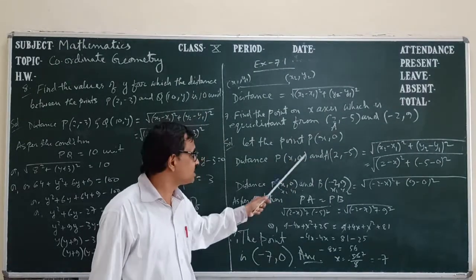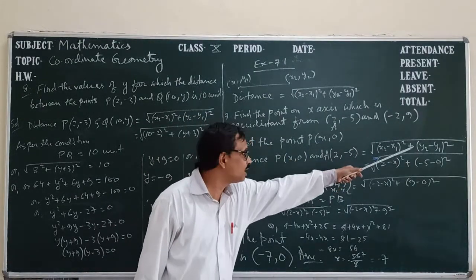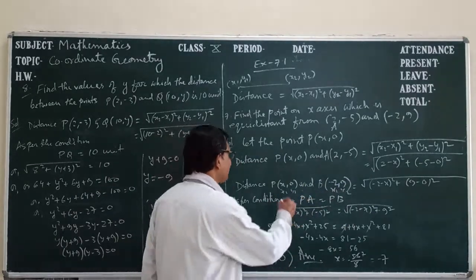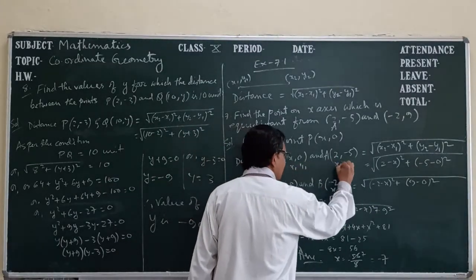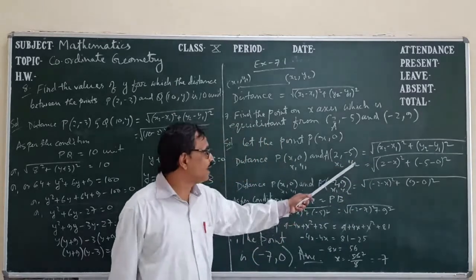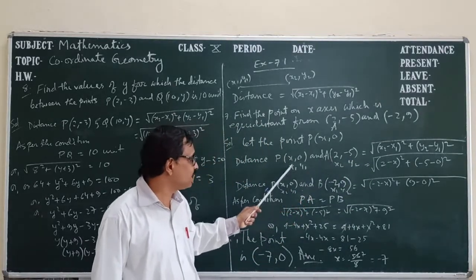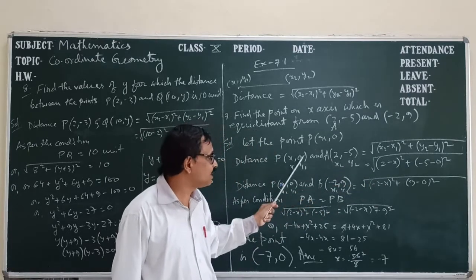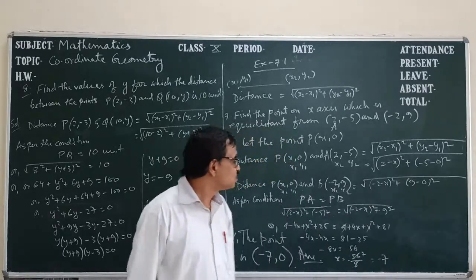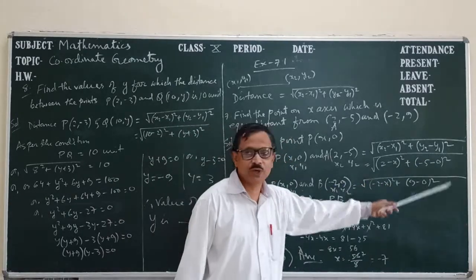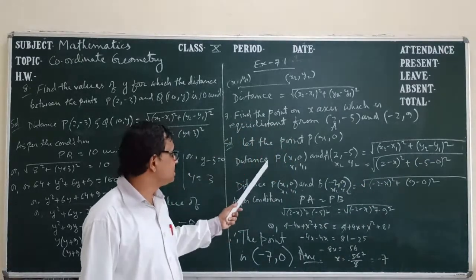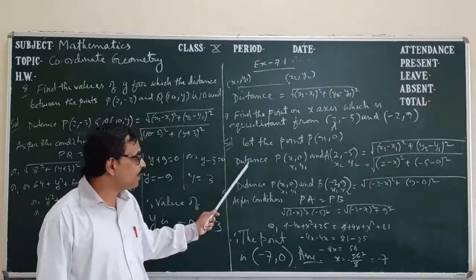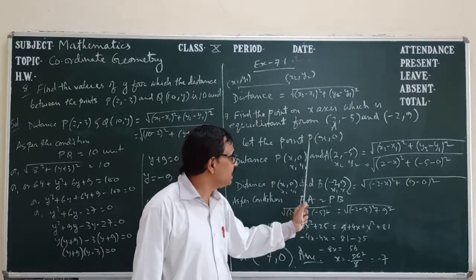The distance between B point and A point, we know, is the square root of (x2 minus x1) whole square plus (y2 minus y1) whole square. What is x1, y1 and x2, y2? So (2 minus x) whole square plus (y2 is minus 5, and 0 minus 0) whole square. So this is PA. We have found the distance between P and A.